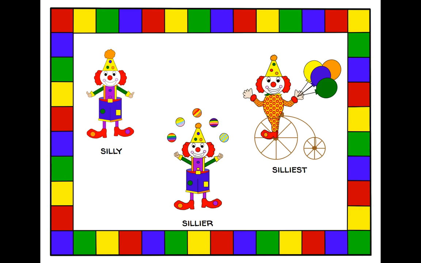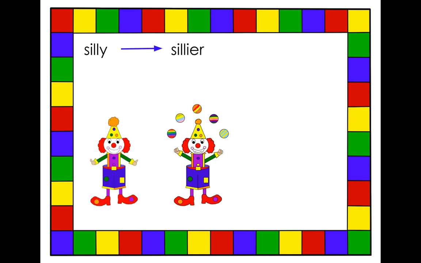Let's take a look at some words that we will practice using our er and est endings to compare three or more objects. Okay, when we looked at our clowns here, he's pretty silly, but he's definitely sillier. How did we make silly go from silly to sillier? Do you remember? We had silly, and to make it go to sillier, we took the Y and we changed it to an I. Then we added ER.